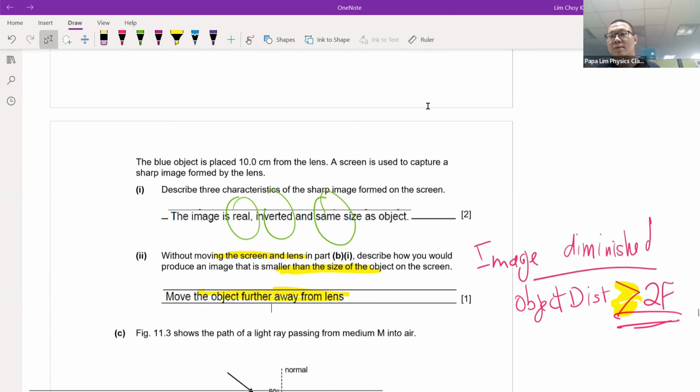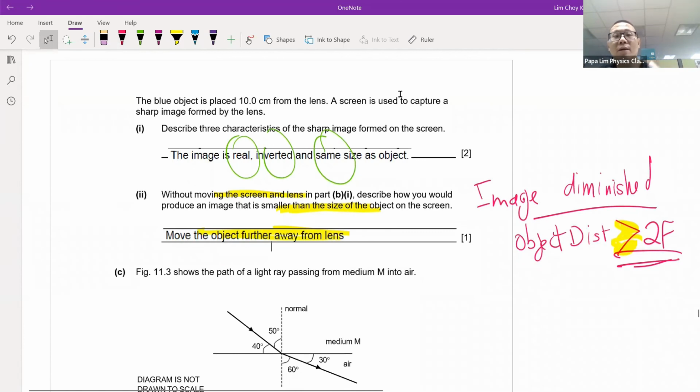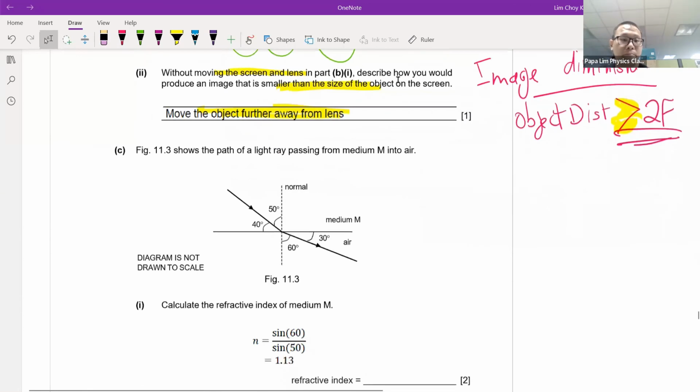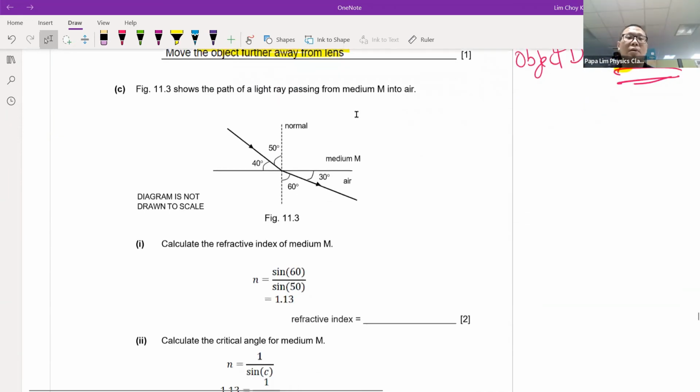So take note of the answers and take note of how I deduce the answer. The thinking process behind it is actually more important. It all started with the ray diagrams, paying attention to the ray diagrams. Okay, part C deals with the calculations, calculation of the ray diagram.